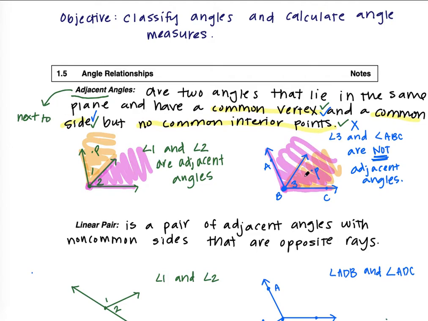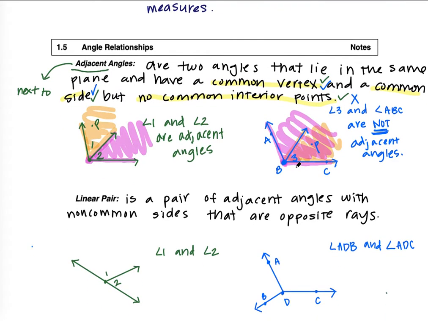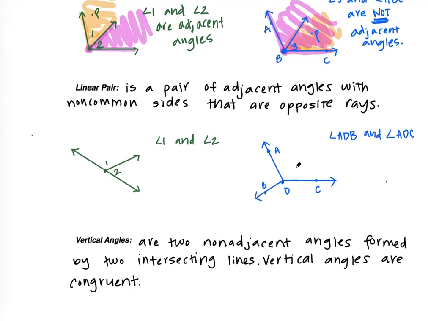These two angles are not next to each other because one of them is inside of the other. Okay, so think of what adjacent means. Now let's go over linear pair. The definition of a linear pair is a pair of adjacent angles with non-common sides that are opposite rays.